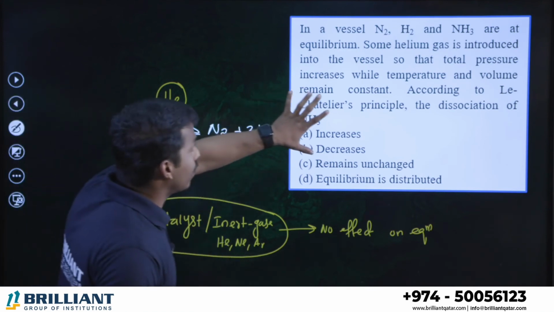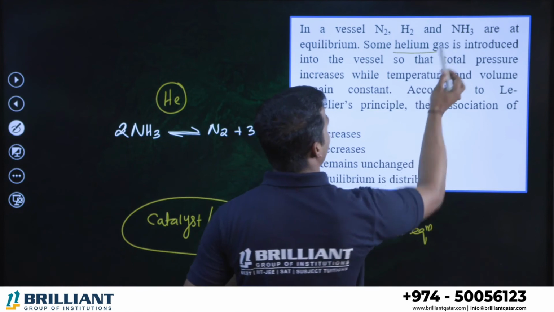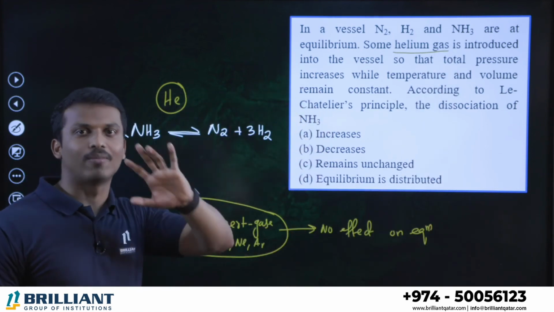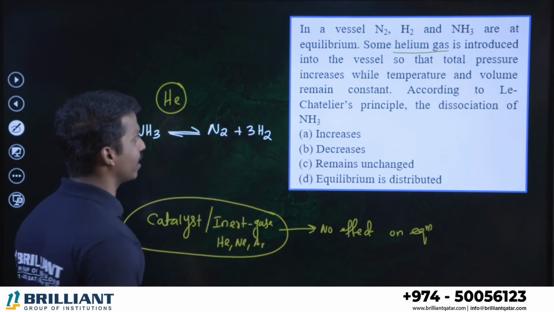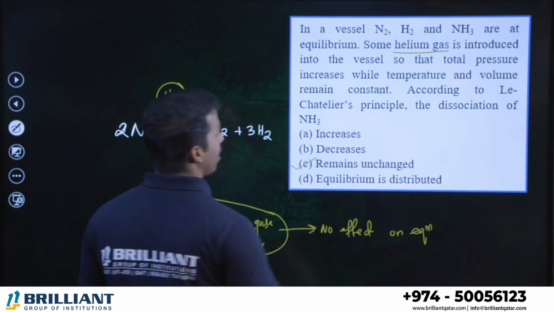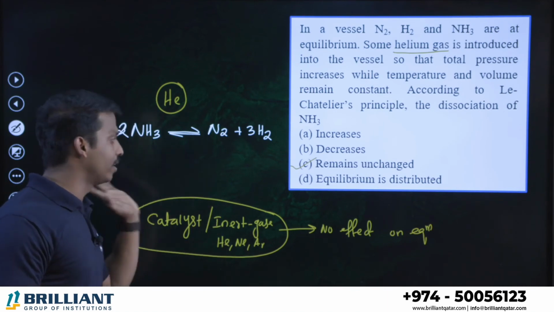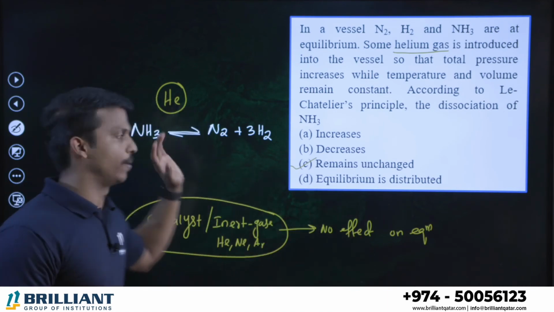So here you are adding helium gas, right? Helium is a noble gas, and a noble gas is an inert gas. It has no effect on equilibrium. So we can say the equilibrium remains unchanged, no effect. Keep in mind, catalyst and inert gas have no effect on equilibrium.